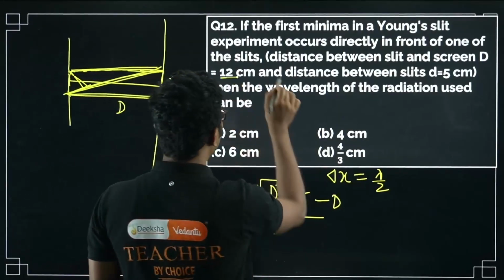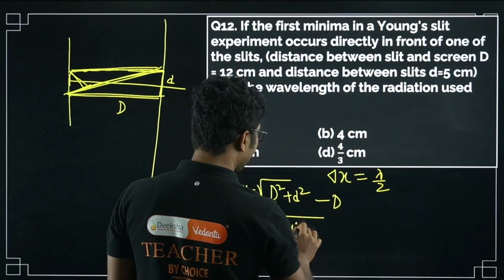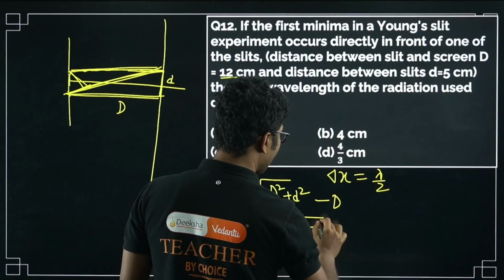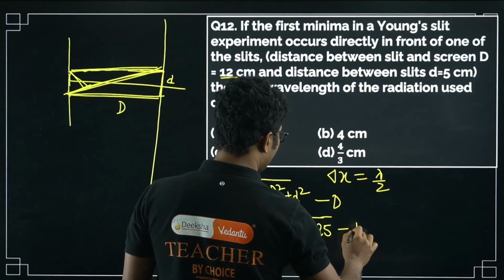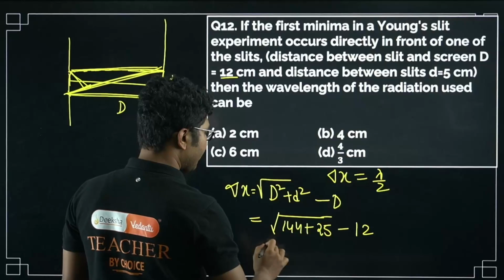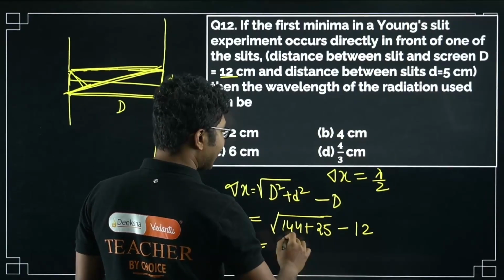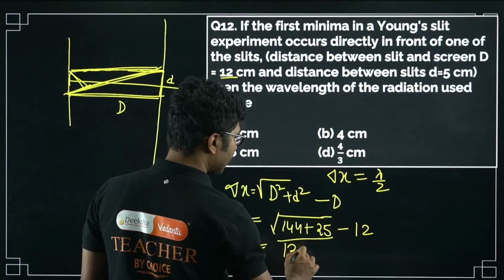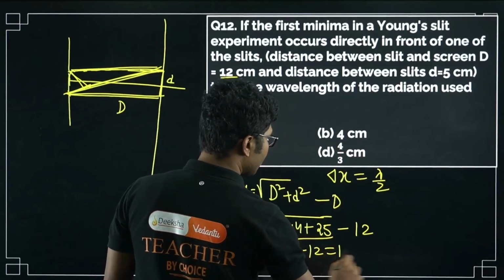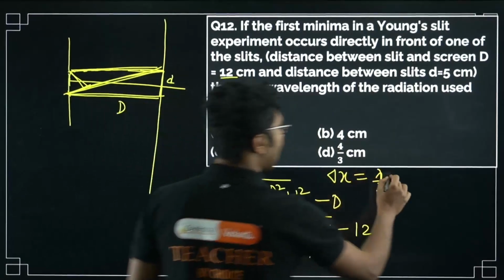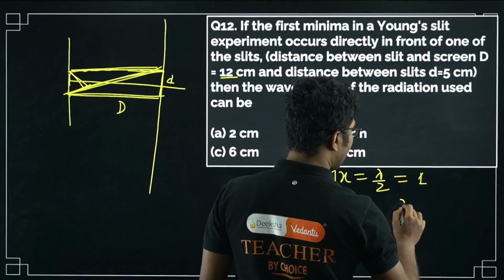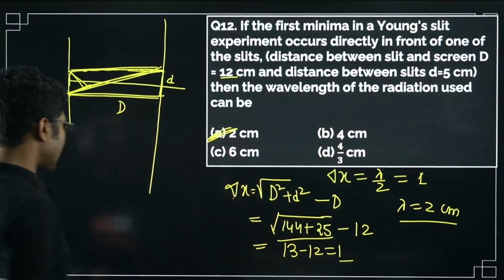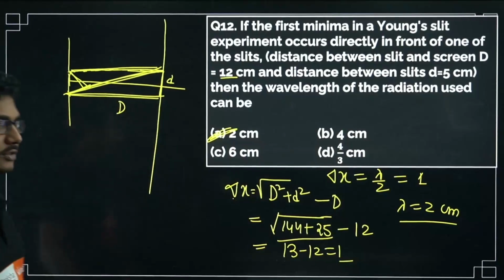Capital D is 12, so 144. Small d is 5, so it will be 25, minus 12. So it will be 169, square root is 13, minus 12 is 1. So the path difference is 1, and that is equal to lambda by 2. So lambda is equal to 2 centimeter. Basically it is the interference of sound.